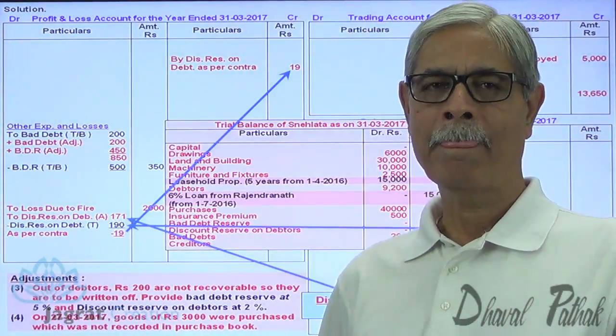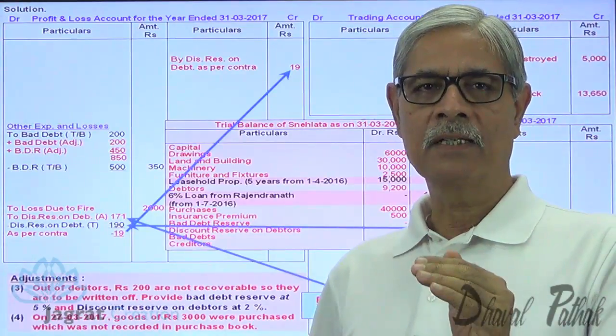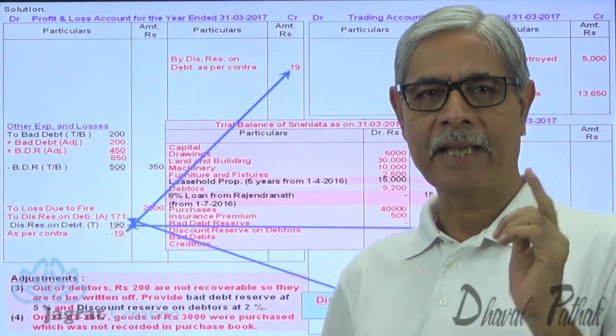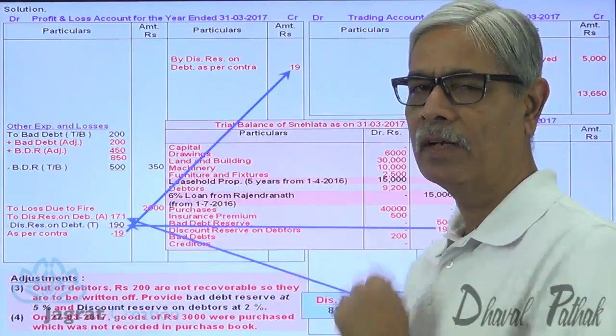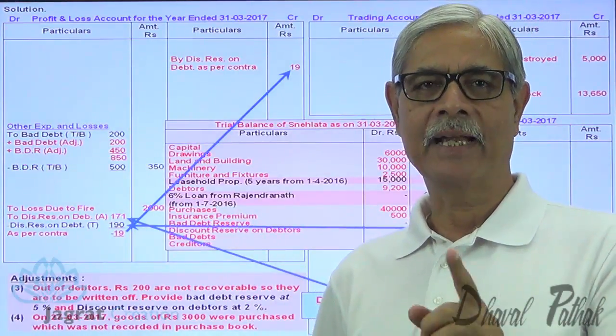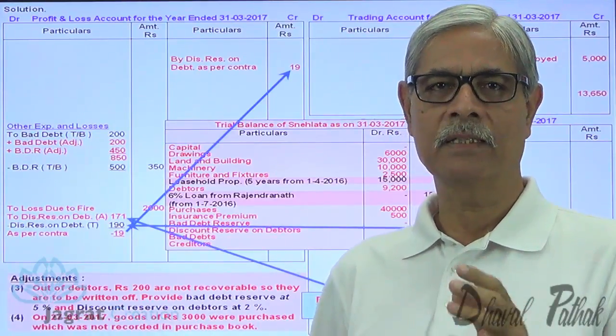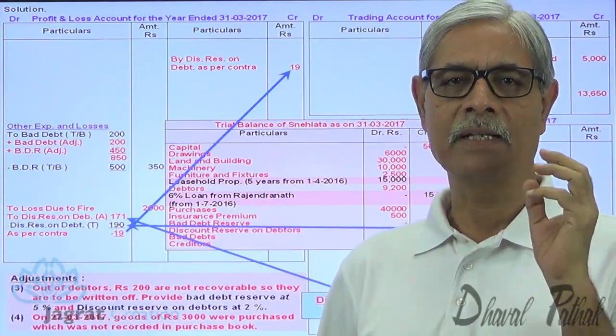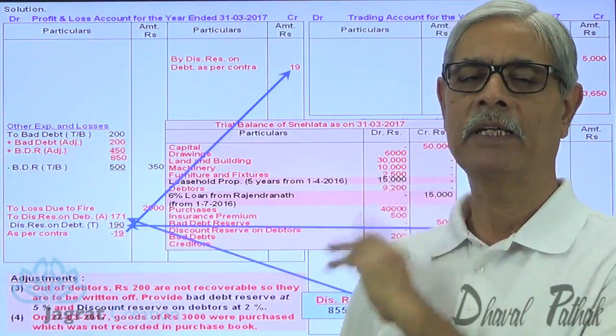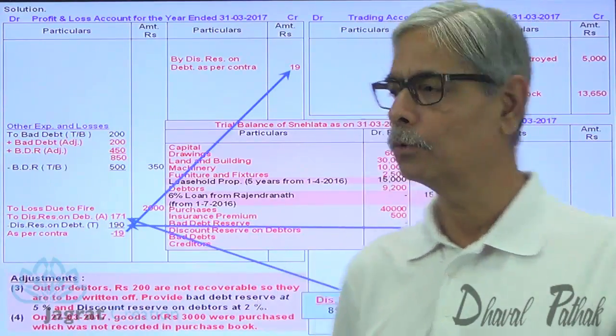Once again, provision for discount reserve on debtors existed in trial balance 190, required at the end of the year 171, 19 was the excess provision. Excess provision is identified as surplus or a gain, and that is to be credited to profit and loss account. Next.